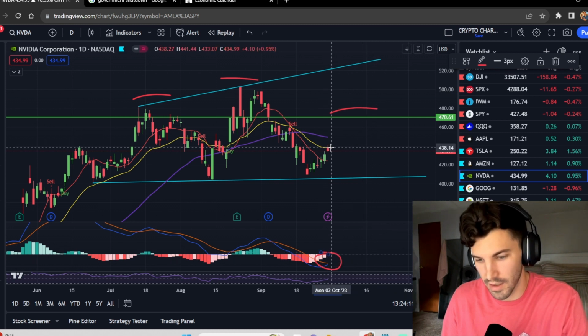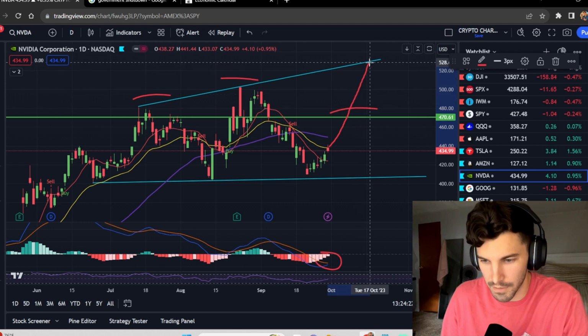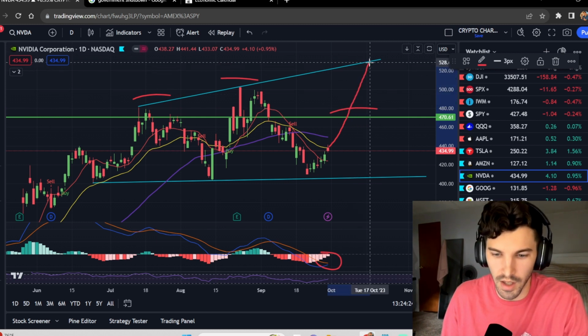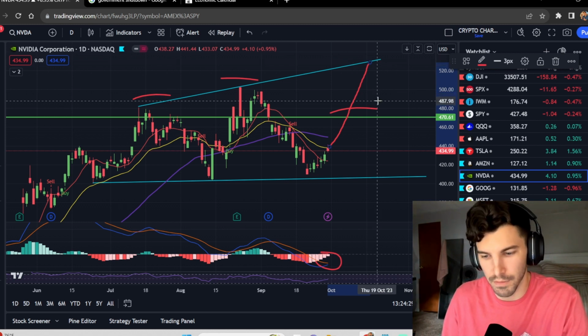So if this MACD does curl over and we start to see some big strength, some good volume, no weakness in the 1 hour, 2 hour time frames, we could see in the bullish case this extend up and give us one more touch of these two recent highs trend line here. Okay, so that's kind of what I'm expecting on the bull side.